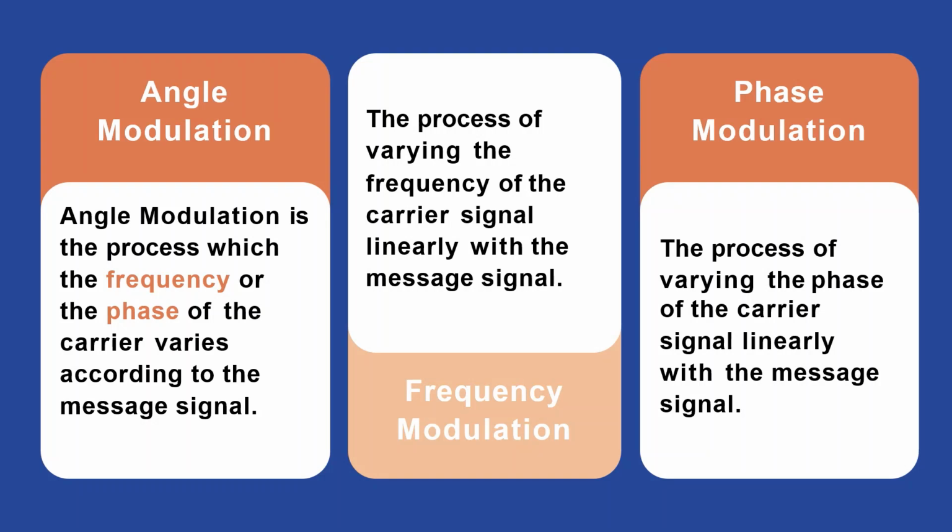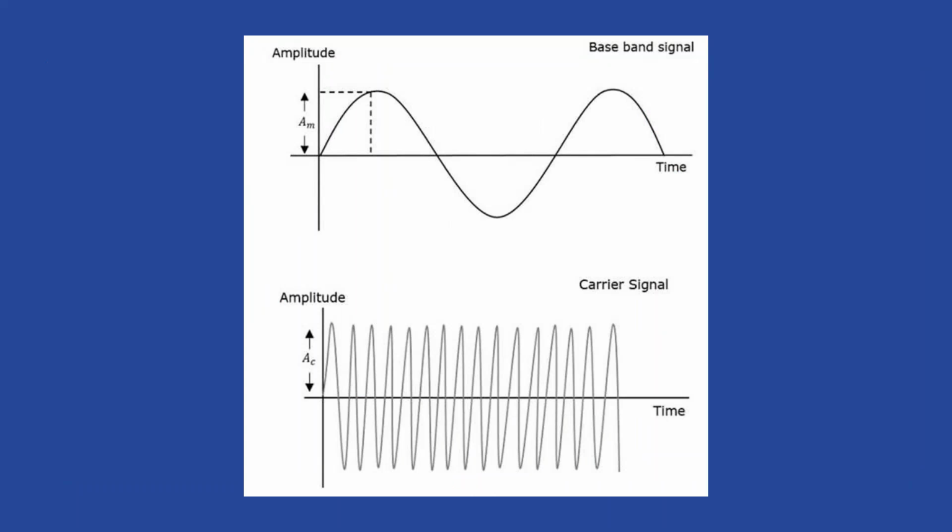The difference is that frequency modulation is the process of varying the frequency of the carrier signal linearly with the message signal, and for phase modulation, the process is varying the phase of the carrier signal. And this is a sample of the input signal that has not been modulated, and this is also a sample of the carrier signal.